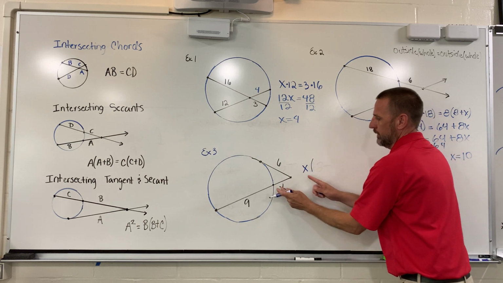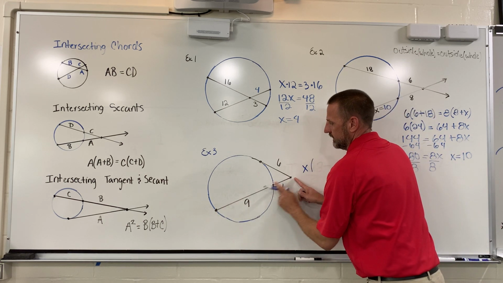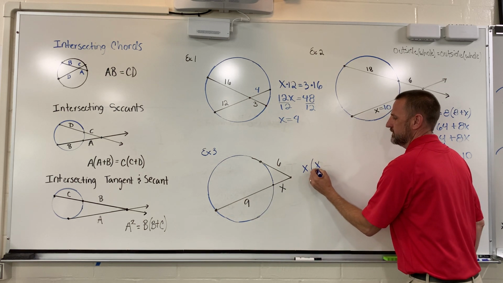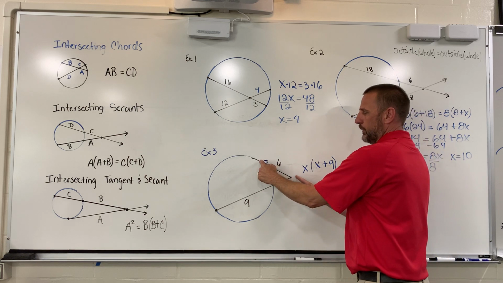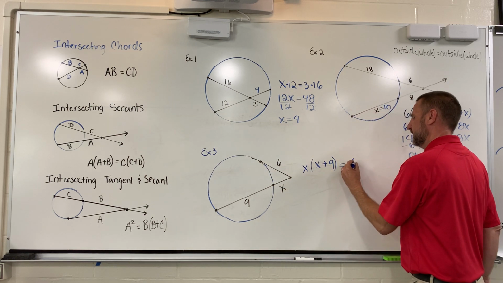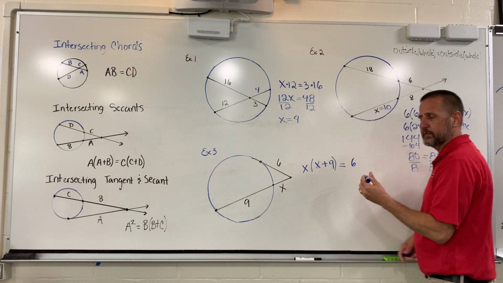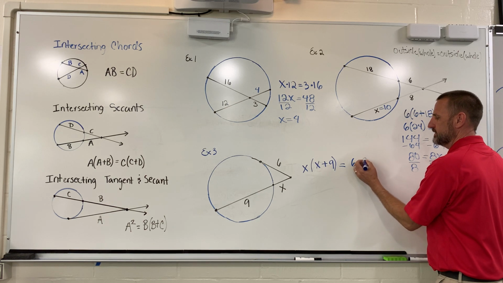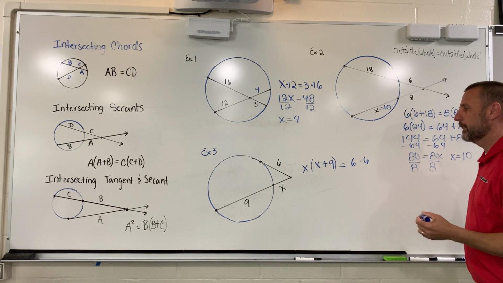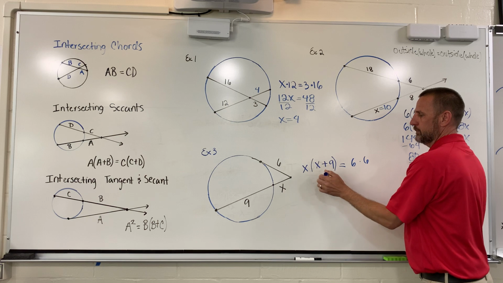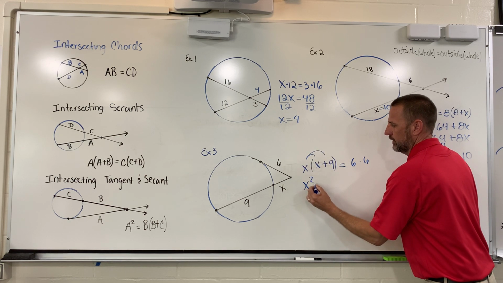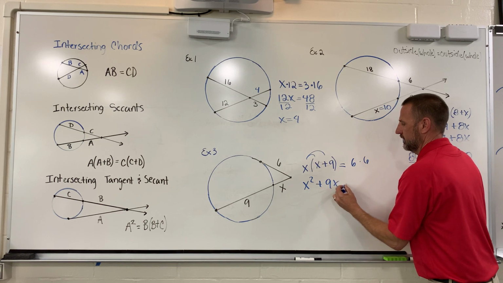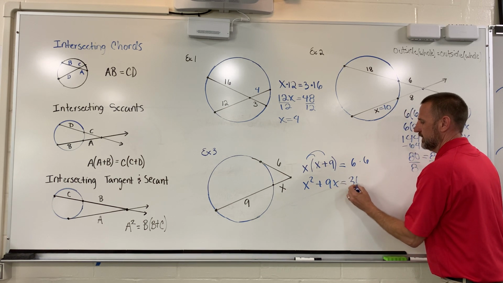and I'm going to multiply it by the sum of the outside and the inside. So I'm going to multiply it by x and 9. And then over this one, the part on the outside is 6, but the whole segment also happens to be 6. So what I'll end up with is 6 times 6. Well, I can't put these two together, but I can do distributive property, and I can say x squared plus 9x, and then 6 times 6 is 36.